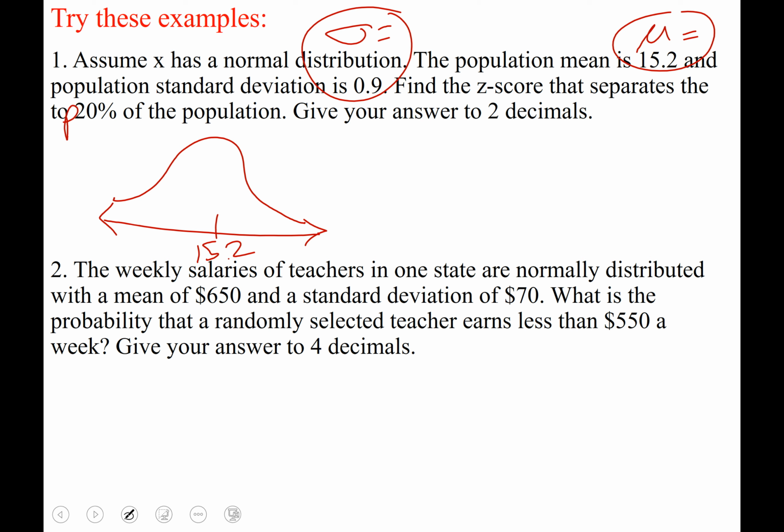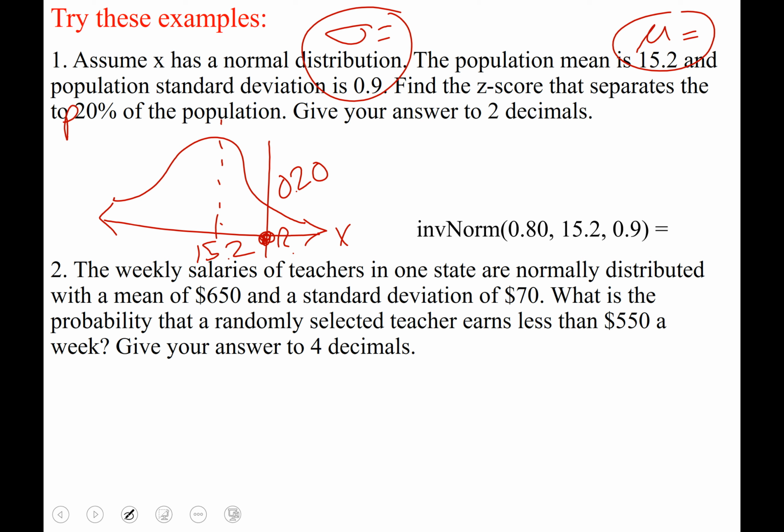And top 20%, this would be half. So I know I want to be less than that. So maybe like right here. I'm going to label that 20. And this z-score, that x value right there, is what we're trying to find. So we'll run the program inverse norm.